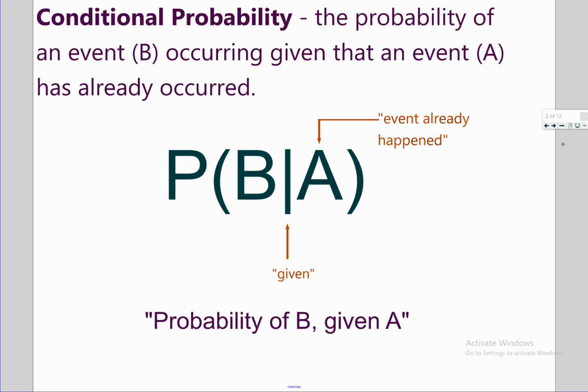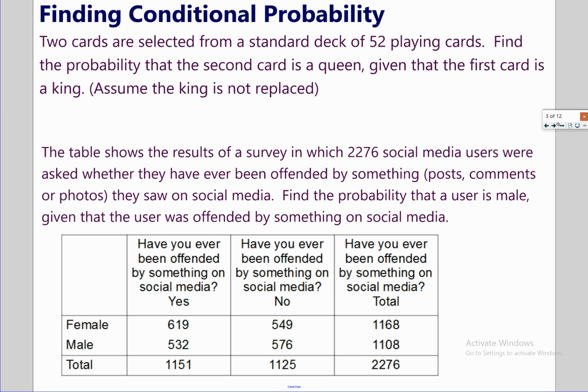Sometimes event B and A affect one another, sometimes they don't. So we're going to talk in a little bit about what makes events independent versus dependent, because that's going to change how you actually calculate your probabilities. Okay? All right, so we're going to do these two examples together.